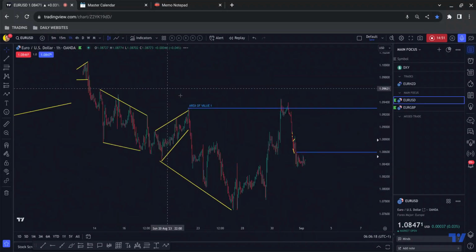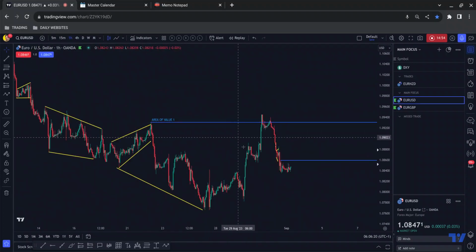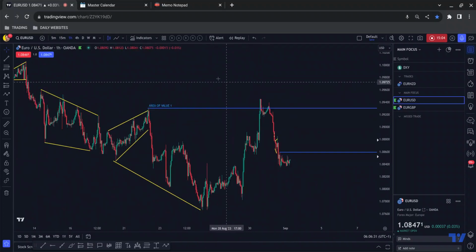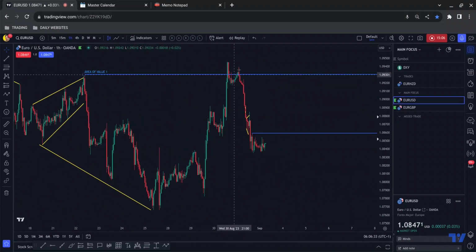So the positioning's good, the sequence is good. One of the clues for me that we would push lower is that the last leg we had this very deliberate 1, 2, 3 last leg which tapped into this area, which gave me a clue that this was a completed structure. I said I wasn't concerned by this because I thought this was likely just low momentum Asian session liquidity, as you can see from the times.